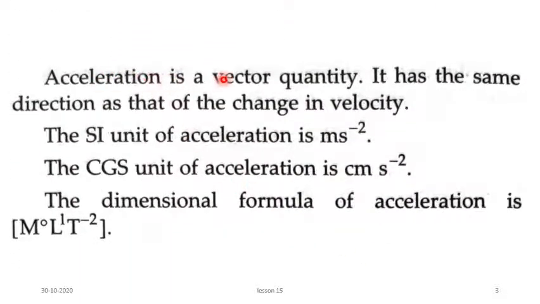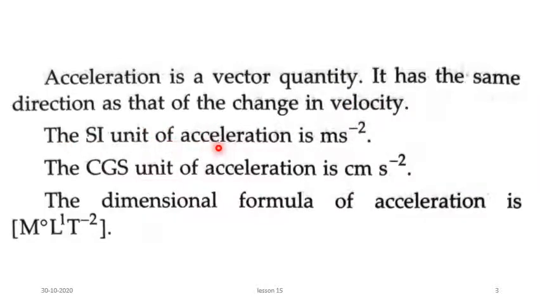Now acceleration is a vector quantity. Why is it a vector quantity? As we know, acceleration is a change in velocity, and velocity is also a vector quantity. That means it has a numerical value and direction. Therefore acceleration is also a vector quantity, meaning it has a numerical value as well as direction. Now what will be the direction of acceleration? It has the same direction as that of change in velocity. In whichever direction your velocity is changing, that will be the direction of acceleration.